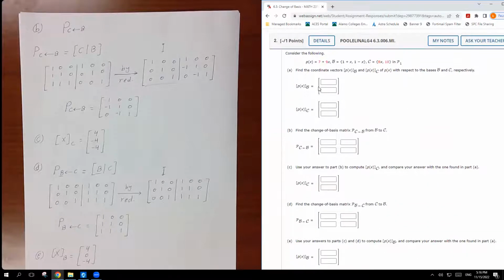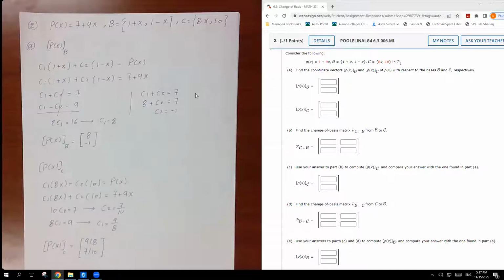Example 2, we're going to ask you exactly the same thing, but now we have polynomials. P of x equals 7 plus 9x, the base B equals 1 plus x, 1 minus x, and the base C is 8x and 10x. So let's check here. The first thing they ask you, find the coordinate vector P of x with the base B, and the coordinate vector P of x with the base C.